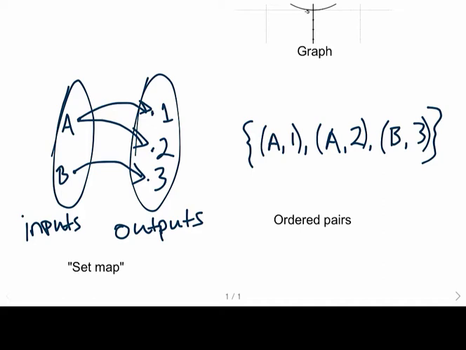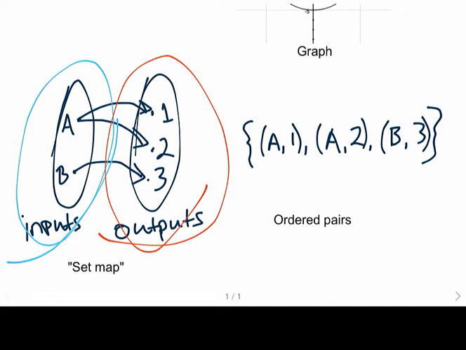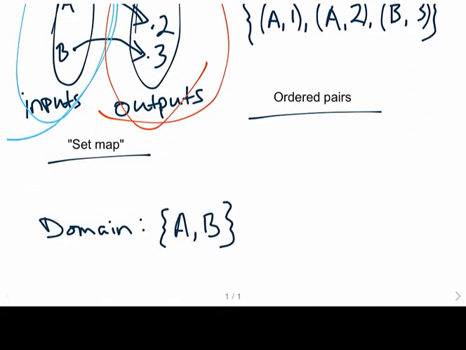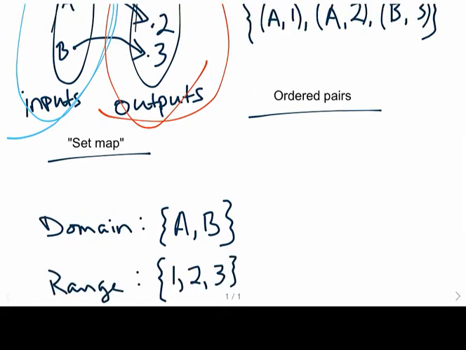If we consider the domain of the relation to be the set of first coordinates, which we have here in the set map as inputs, and the range as second coordinates, which we have here in the set map listed as outputs, then the domain of the relation that's given in the set map and the ordered pairs is the set of first coordinates A, B, and the range is the set of second coordinates, in this case 1, 2, 3.